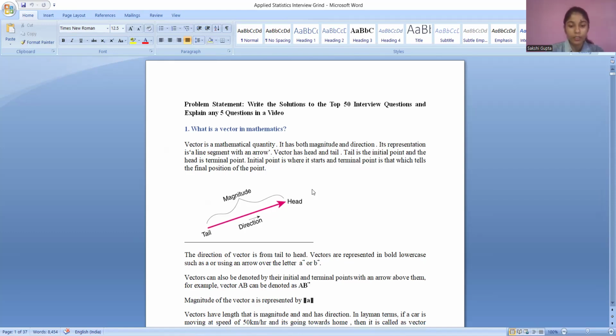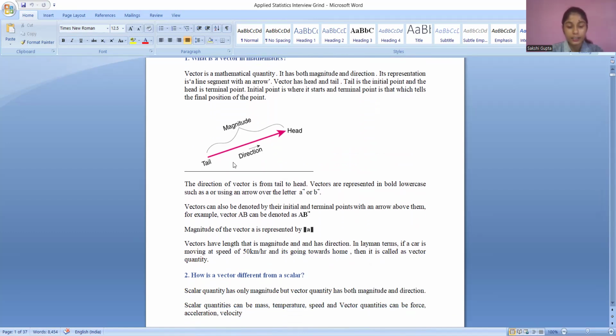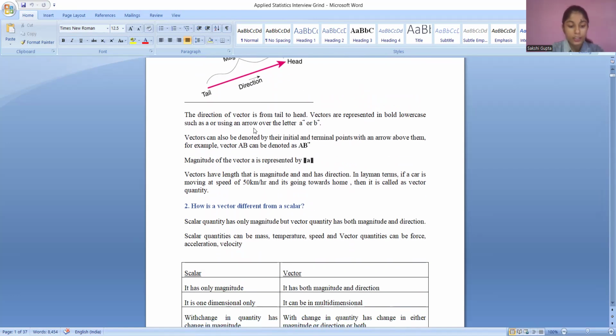Here you can see that this is the tail point and this is the head, and this shows the direction and this is the magnitude. For example, if a car is moving at 50 km per hour towards north, then it is a vector because it tells how fast, magnitude equal to 50 km per hour, and the direction equal to north. The direction of a vector is from tail to head.